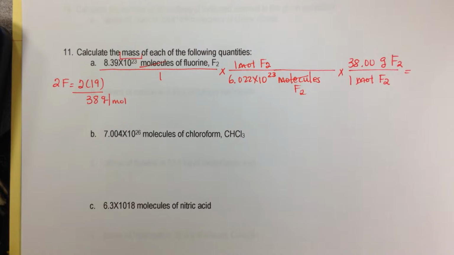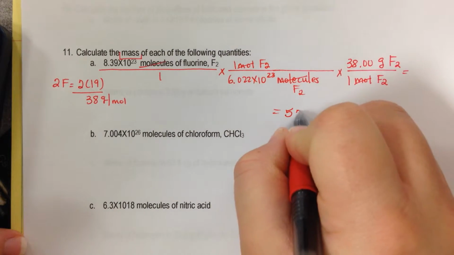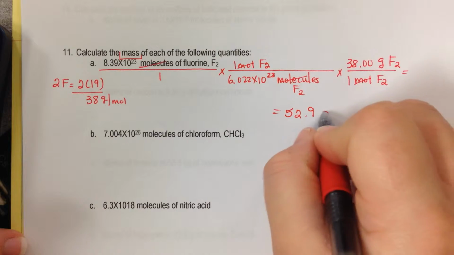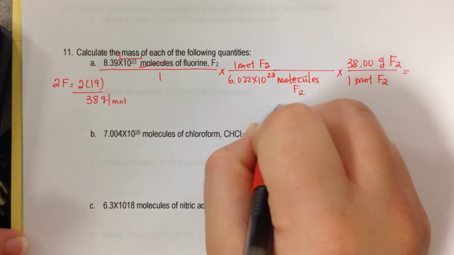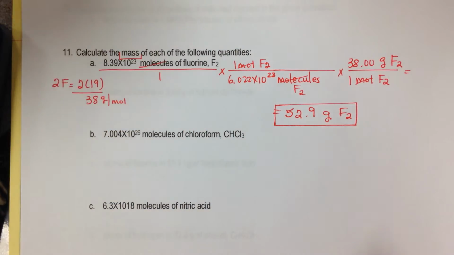And then I type in 8.39, second E 23, times 38 divided by 6.022, second E 23. I need 3 significant figures, and so in my calculator I get 52.9, and this is grams of F2. Okay, molecules, make sure you get the correct formula for nitric acid. Let's go into number 12.